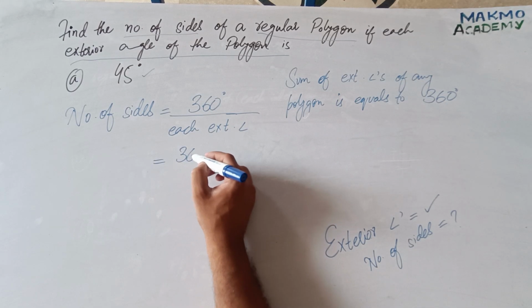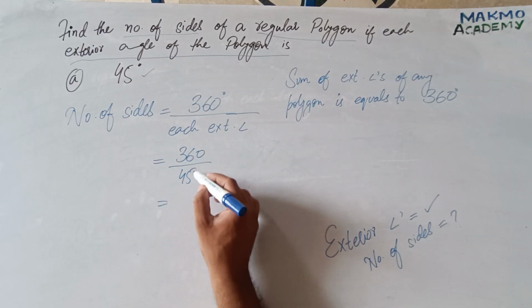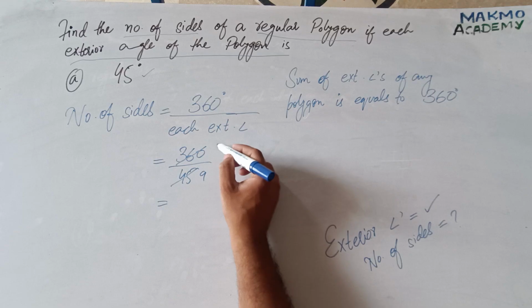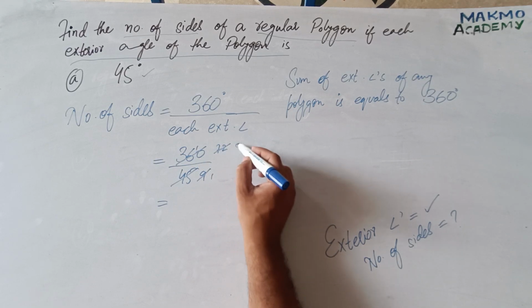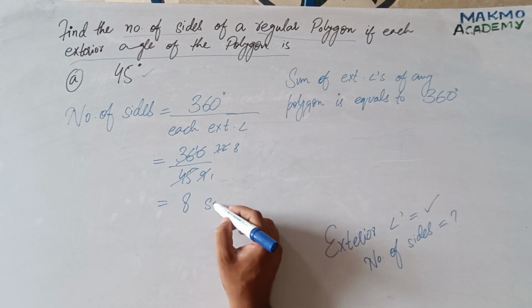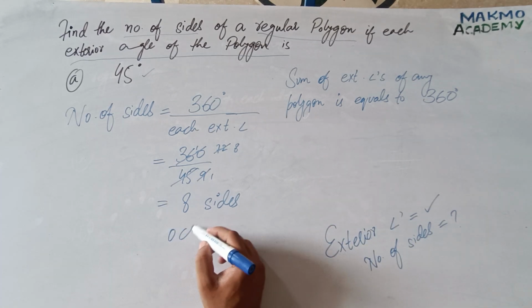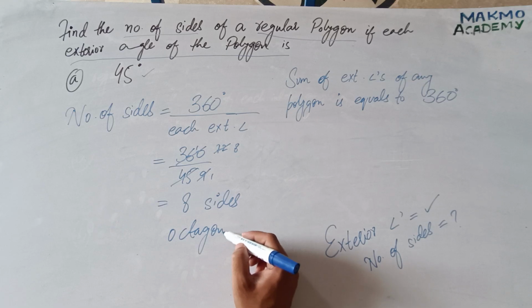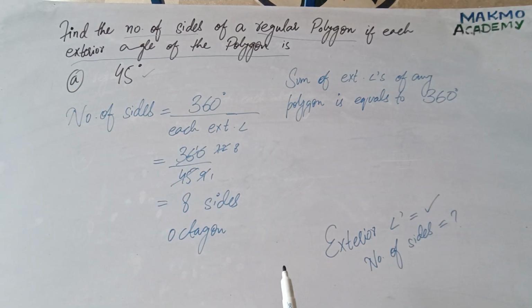So 360 divided by each exterior angle, which is 45 degrees. We are dividing by 45. 5 9s are 45, 5 7s are 35, carry 1, and so on, and 8 is the answer. So 8 sides are there. So it's an octagon. An octagon has each exterior angle equal to 45 degrees.